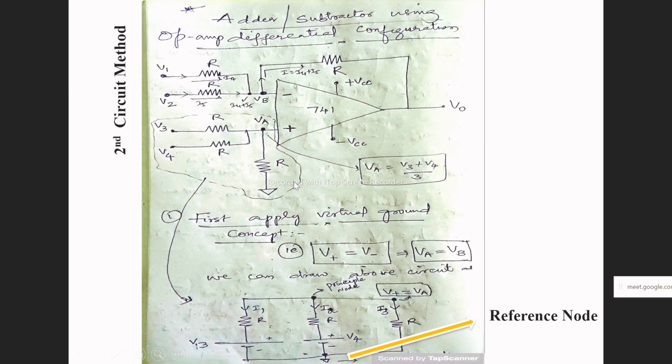As per the virtual ground concept, whatever the voltage is present over here will be the same voltage present at this one. So VA equal to V3 plus V4 upon 3, and the same voltage is also present at VB. That's why VB is equal to VA as per the virtual ground concept. Now let us assume the current which is flowing here from V1.